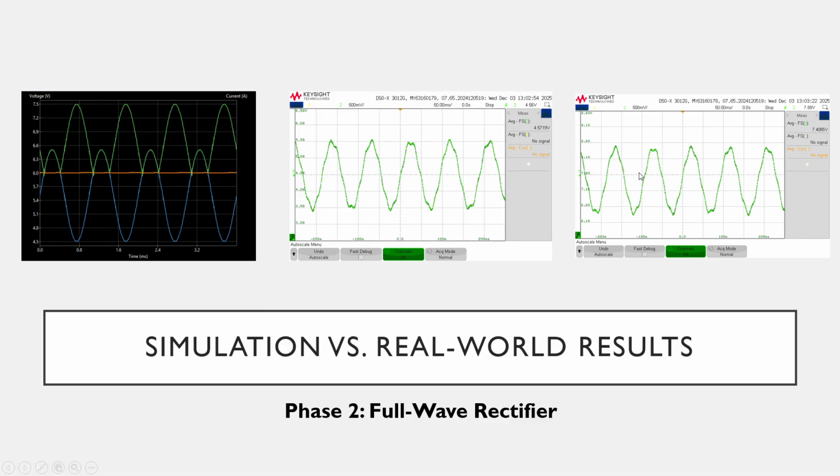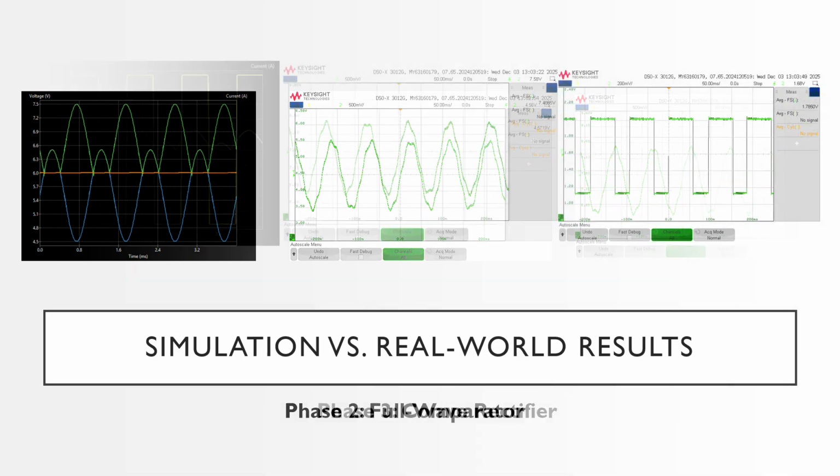Now, the output voltage was a little bit higher than we were expecting. However, the minimum voltage is still above that reference voltage that we had set to 6 volts, which essentially means that it's also a DC voltage. So the full wave rectifier still did its job.